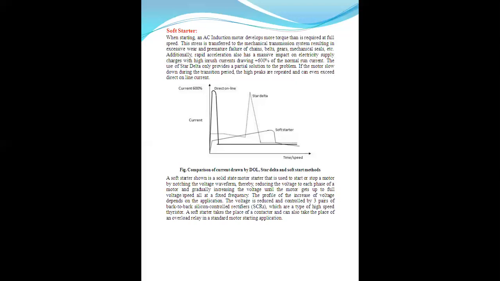The voltage is reduced and controlled by pairs of back-to-back silicon controlled rectifiers, that is SCRs, which are a type of high-speed thyristor. A soft starter takes the place of a contactor and can also take the place of an overload relay in a standard motor starting application. So this is a pictorial view of comparison of the current drawn by DOL starting, star-delta starting, and soft start method.